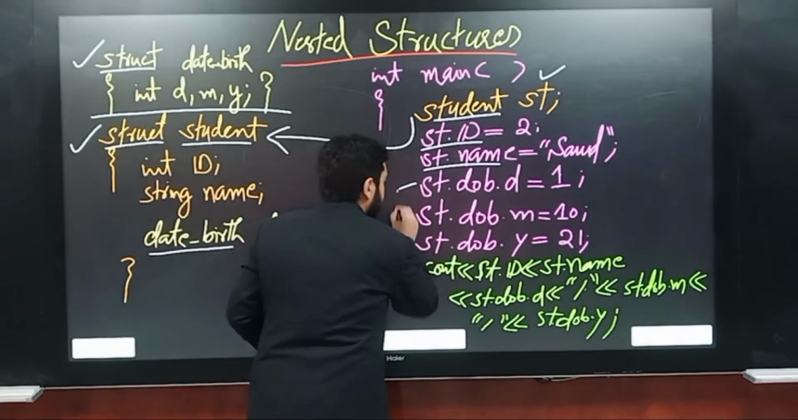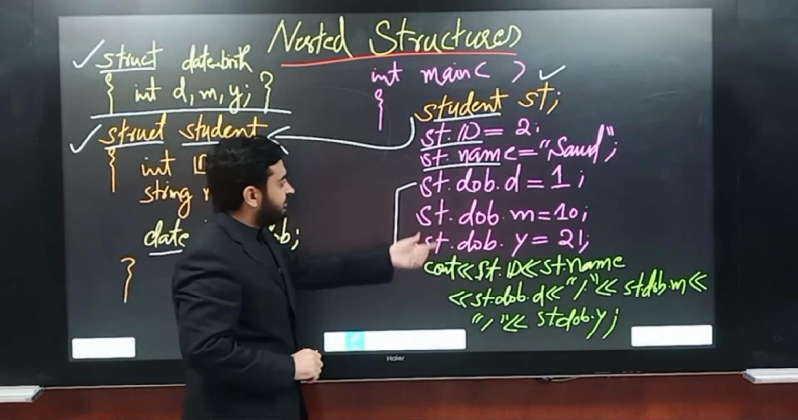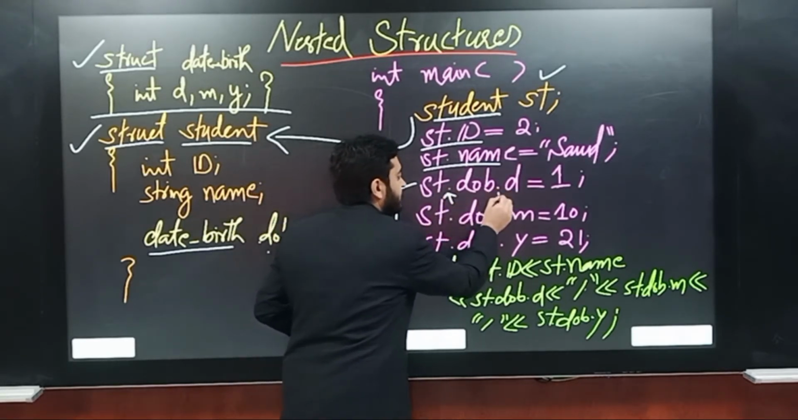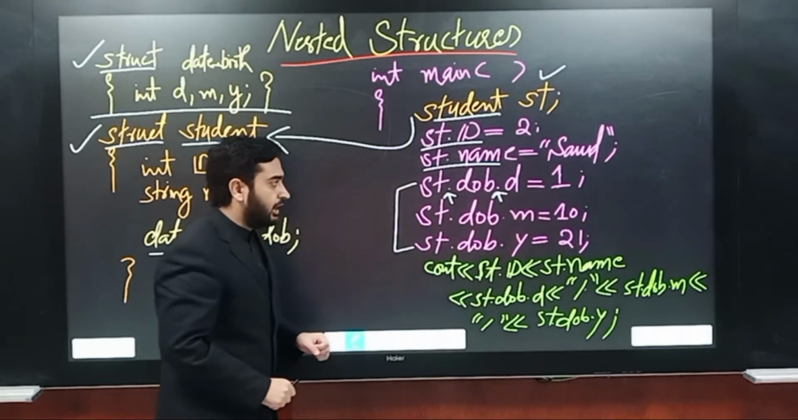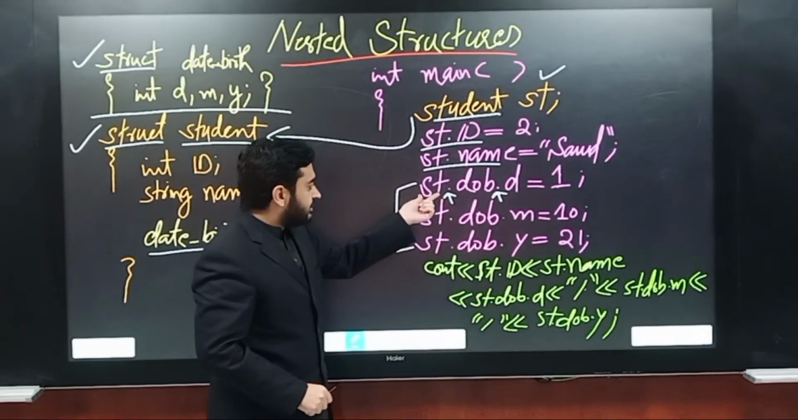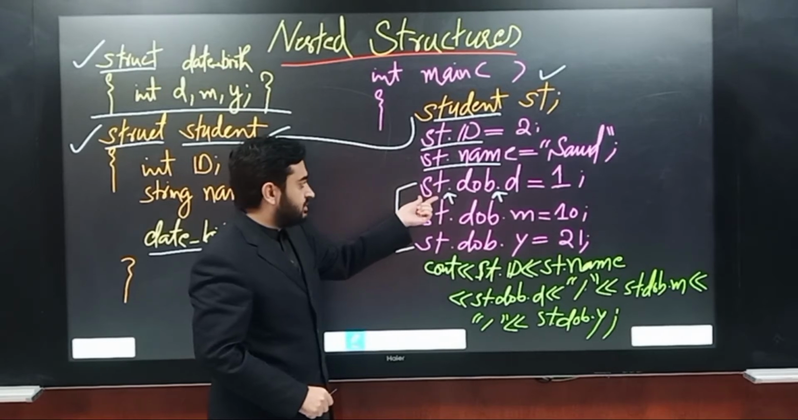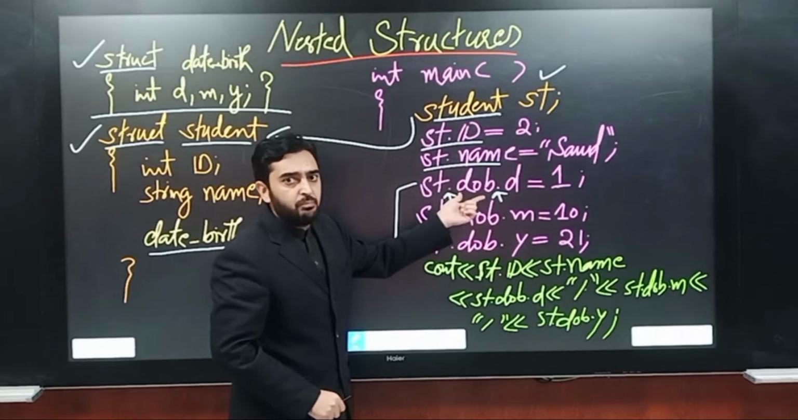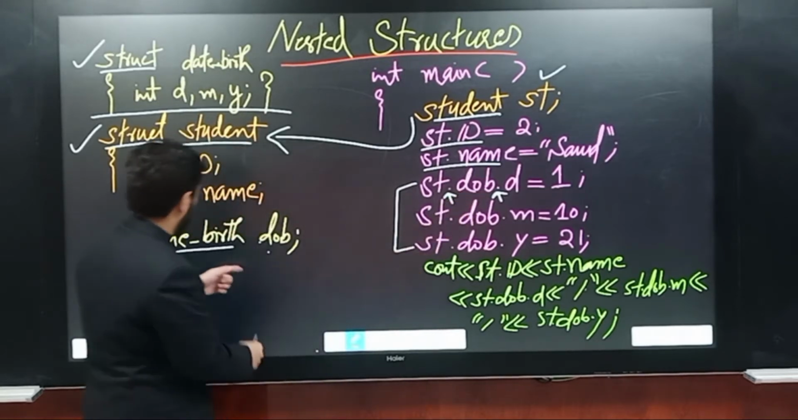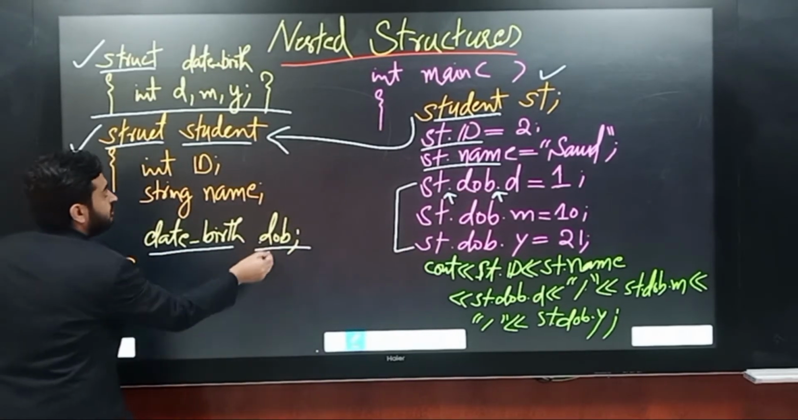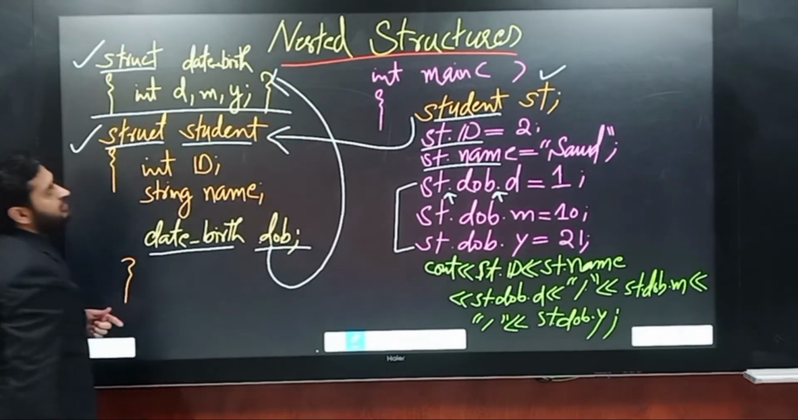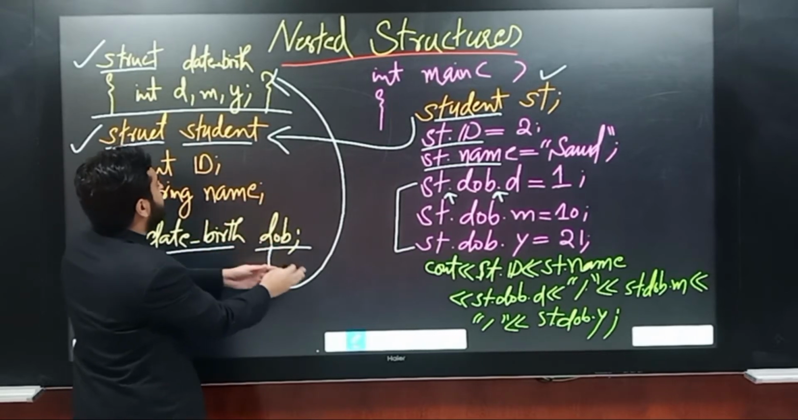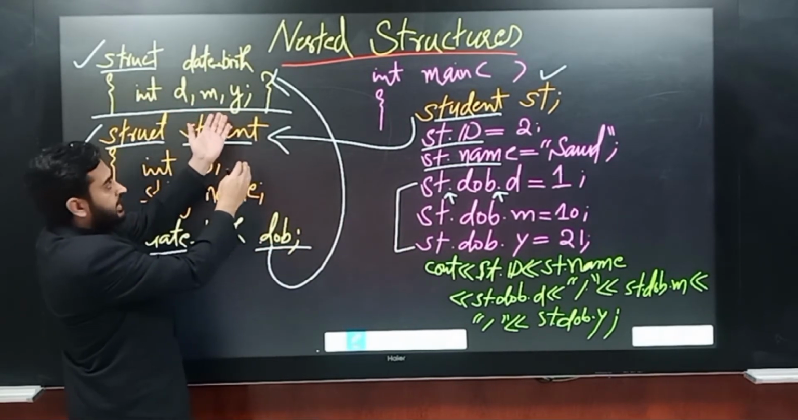While here you can see it's a bit different, where we have used the dot operator, but after the dot operator we can see another dot operator as well. It means that we are accessing the st object, then the dot operator, and then the data member DOB, which is another structure of type date of birth. So student.dob dot these data members d, m, y.